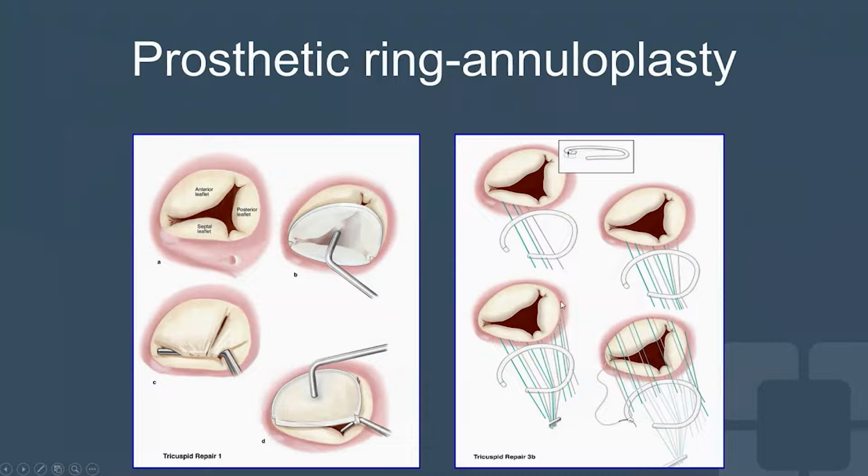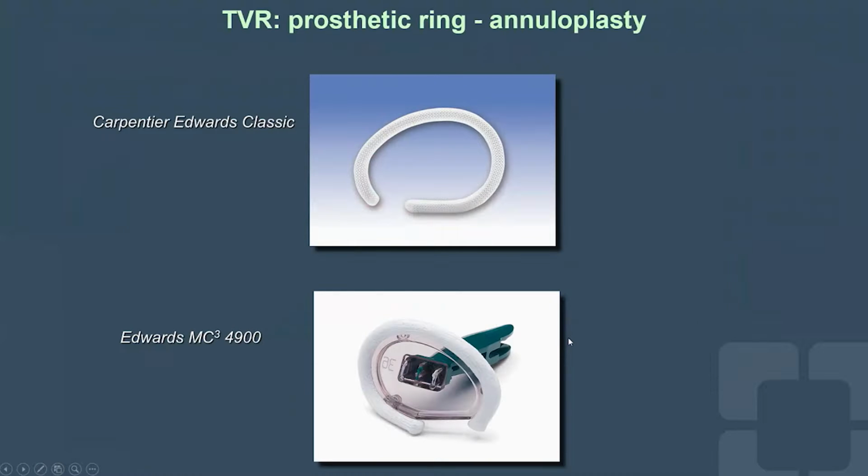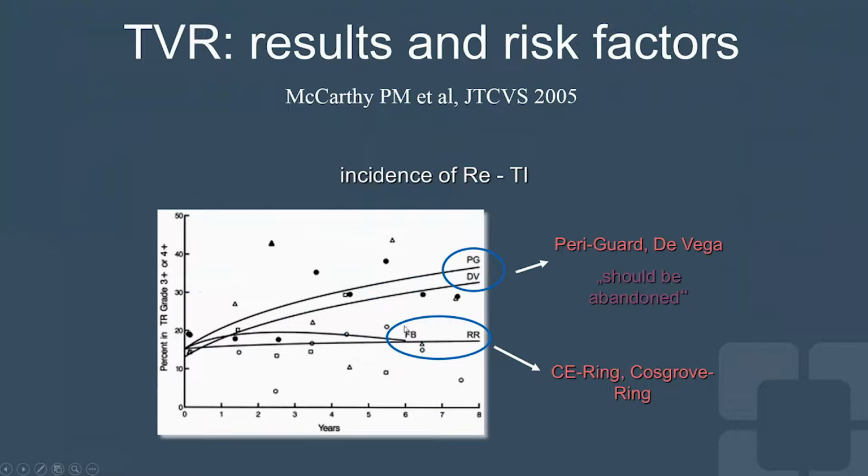Stitches are placed along the annulus, and these are then passed through a ring. So you see that in the ring, there's usually a gap, and this is because you have an AV node here, and typically you want to avoid taking stitches into the AV node to avoid the risk of heart block. The two types of rings that are most commonly used are the Carpentier-Edwards classic ring and the MC3 ring, both of which are rigid rings.